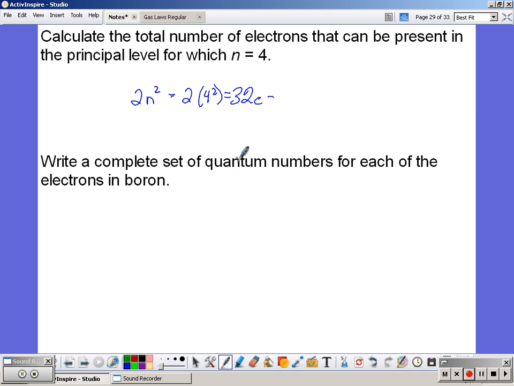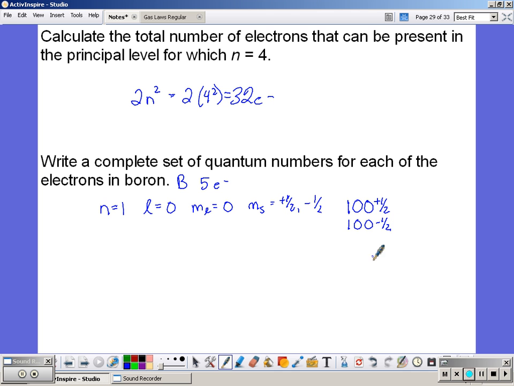Write the complete set of quantum numbers for each of the electrons in boron. Well, boron is B, and it has 5 electrons. So if n is equal to 1, then L has to equal 0. So my m sub L has to equal 0. And my m sub s is going to be plus 1/2 for one electron, and then minus 1/2 for another. So the first 2 electrons are 1, 0, 0, plus 1/2, and 1, 0, 0, minus 1/2.